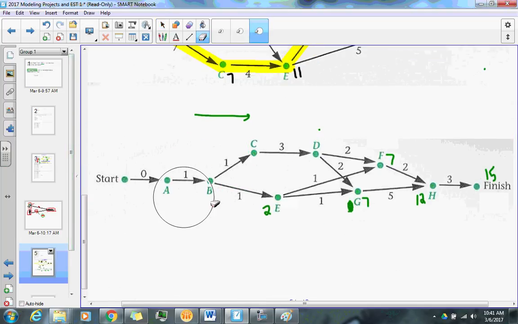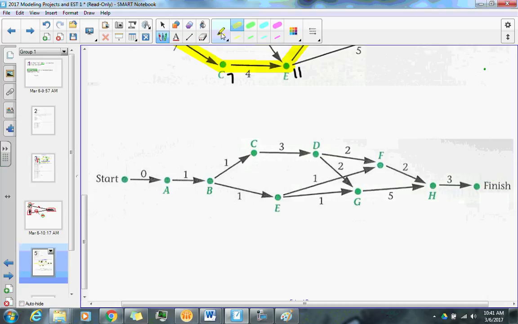All right, last one we're going to do, and that is this one right here. A little more busy, but we can handle it. Starting some ESTs. A is going to be 0, B is going to be 1, C is going to be 2, and E is going to be 2. I'm going to go ahead and highlight. I just did the first couple, just so I don't have to keep switching back between my pen and highlighter. Now let's do D. D would have an EST of 5. I'm going to highlight that.